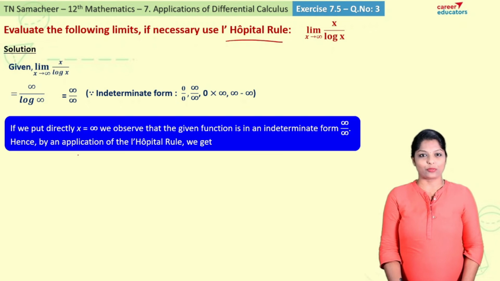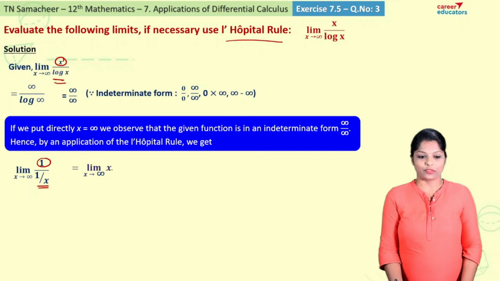According to L'Hôpital rule, we have to differentiate numerator and denominator of the function. Differentiate பண்ணோம்னா we will get limit x tends to infinity. X differentiate பண்ணோம்னா we will get 1. Log x differentiate பண்ணோம்னா we will get 1 by x. Next stepல x numerator எடுத்துட்டு போயிட்டோம்னா we will get limit x tends to infinity x.